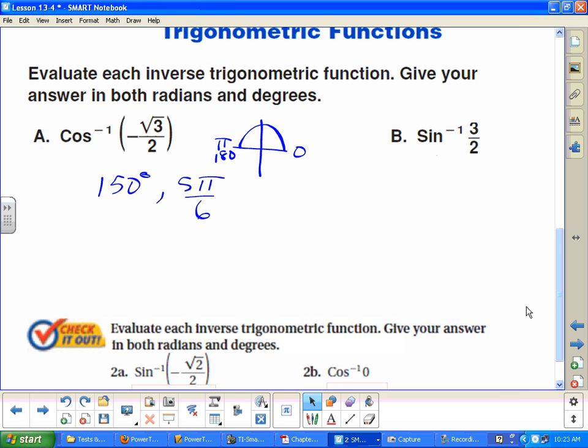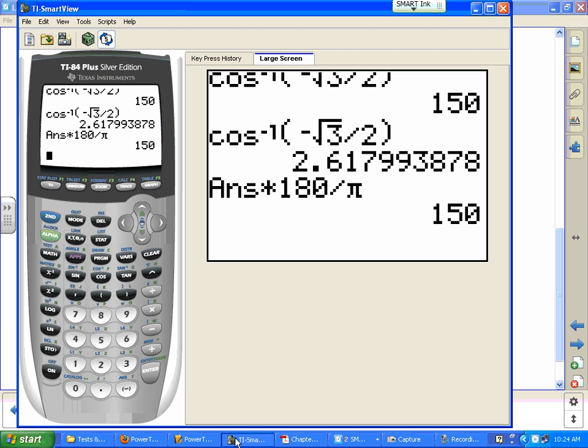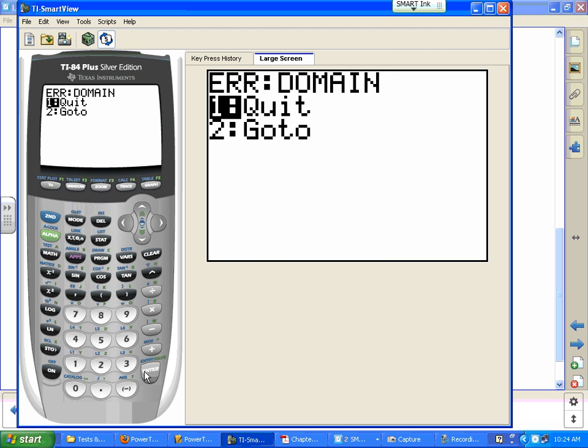Letter B says inverse sine of 3/2. Try to do that on your calculator. Inverse sine of 3 divided by 2. Oh, mine says error.